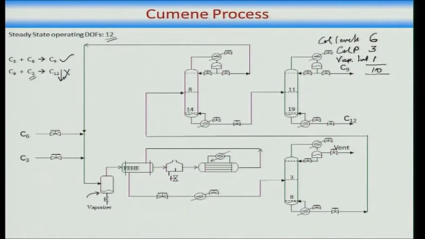Okay. Now, the process flow sheet is very straightforward. You have fresh C3 coming in, fresh C6 coming in, C6 is mixed with recycled benzene, and you send it to a vaporizer where heat is put in to vaporize the liquid. This is preheated in a feed effluent heat exchanger. This is the feed effluent heat exchanger.